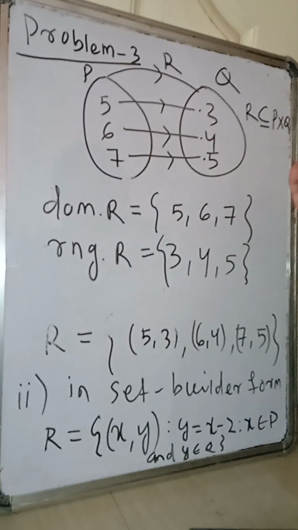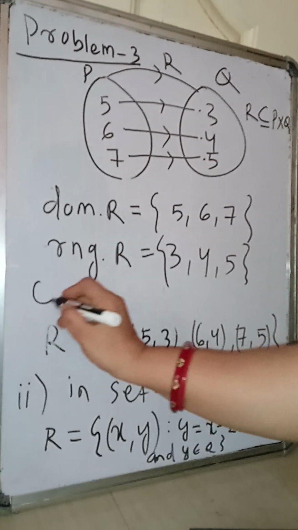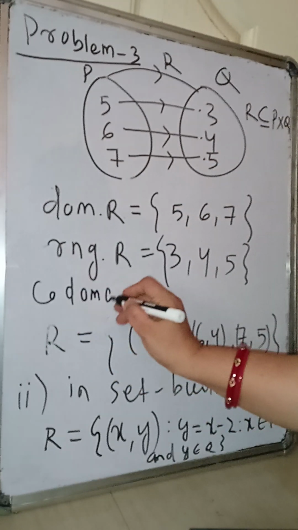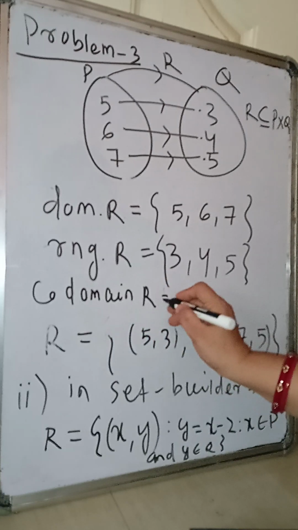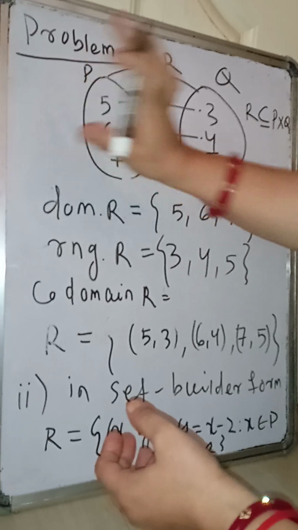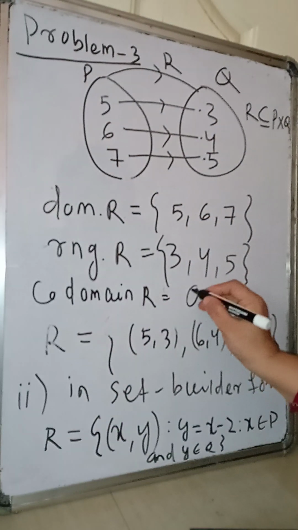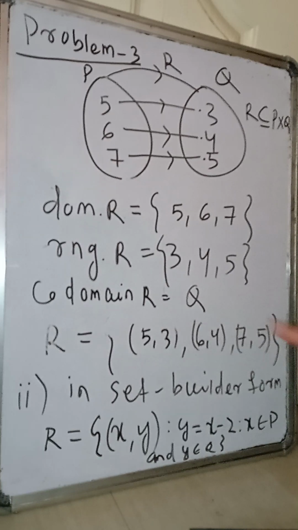So if you collect these elements, that is nothing but the range of the relation. Now you also know the codomain. So what will be the codomain of the relation? The codomain will be nothing but the second set. Here, the first set you have taken is P and the second set is Q. So the entire Q set is the codomain of the relation R.